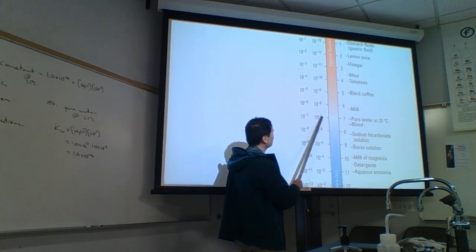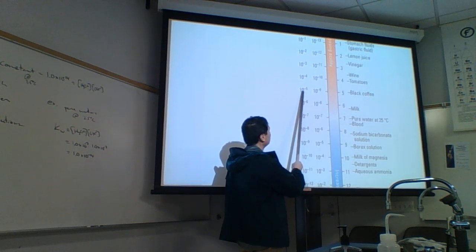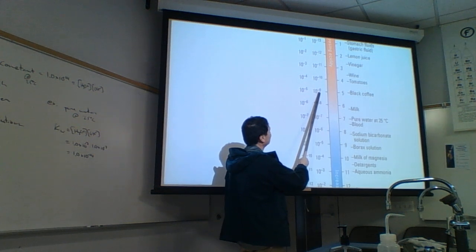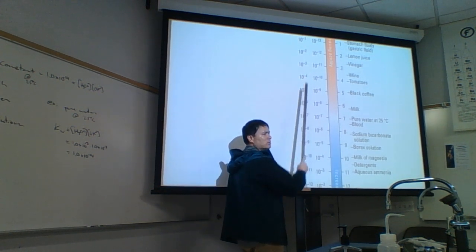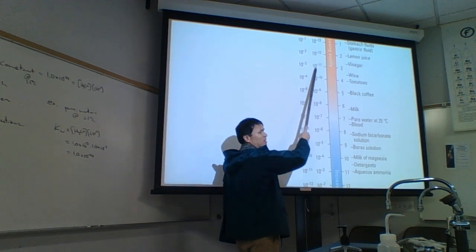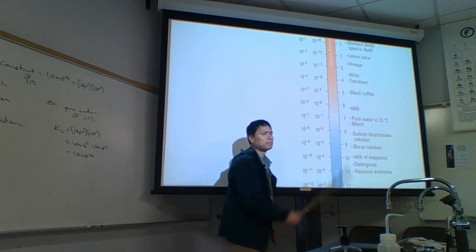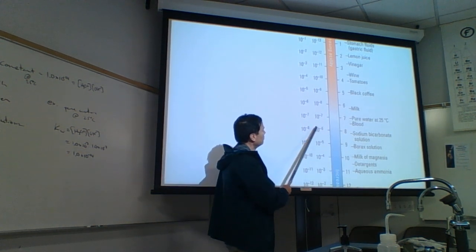So 7 and 7 add up to 14. 6 and 8 add up to 14. If I make it even more concentrated, 10 to the minus 5, then this has got to go to 9. You see that seesaw relationship there? So as the hydronium ion concentration increases, the hydroxide ion concentration has got to decrease. It gets smaller.